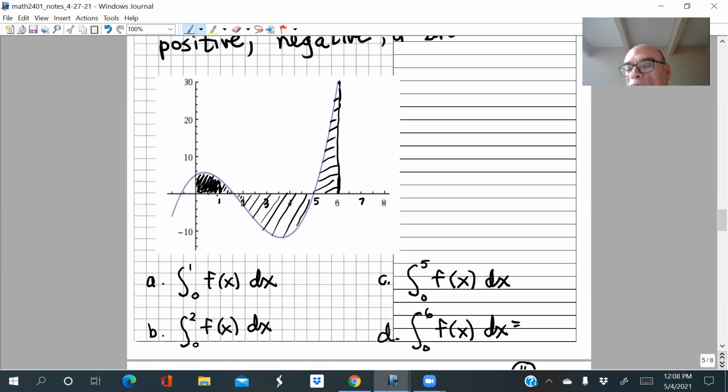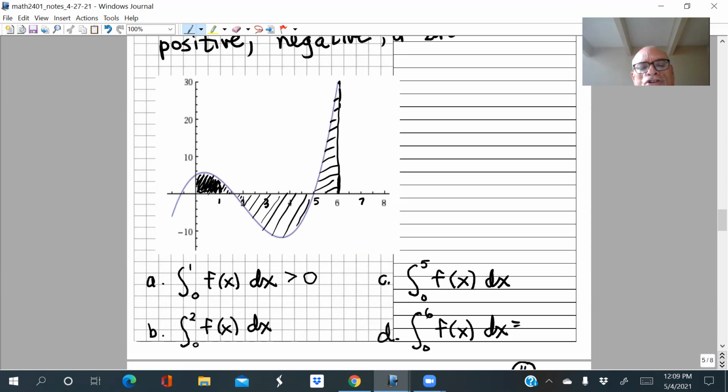Now, I don't have any idea what that area actually is, but Van, here's my question. Is that area going to be positive or is it going to be negative? What do you think, Van? It's positive, right? Why do you know it's positive, Van? Because it's above the x-axis. It's above the x-axis, right? So that's just easy. Whatever that turns out to be, 20 or 10 or whatever, it's going to be a positive number.